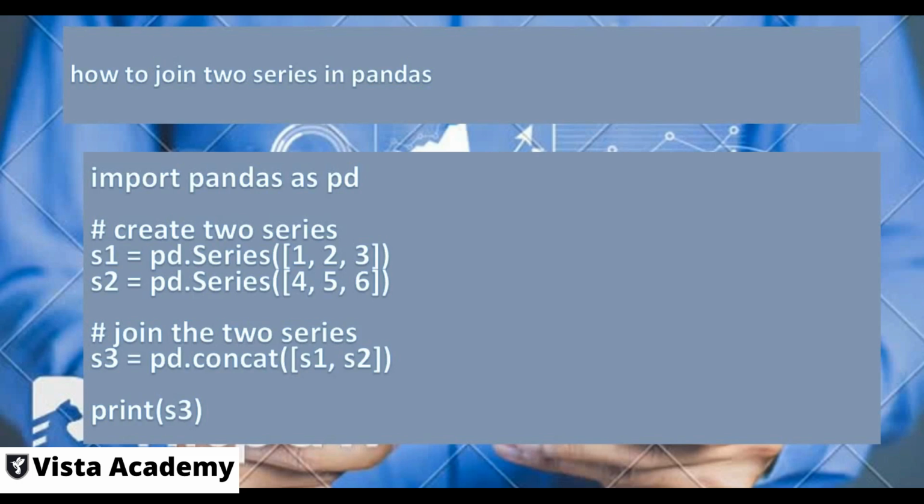First of all, we have to import Pandas. Then we will have to create two series like S1, S2. And then we can join them in a third new variable, S3, and we will just use pd.concat, add them, and print that.